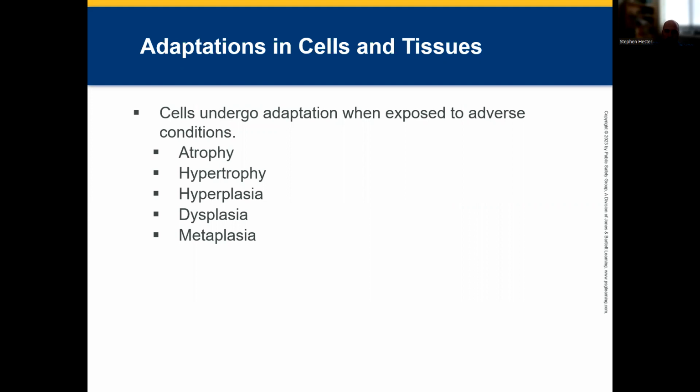Atrophy is the decrease in the cell size due to a loss of subcellular components. Hypertrophy is an increase in the size of the cells due to synthesis of more subcellular components. Hyperplasia is the increase in the actual number of cells in an organ or tissue. Dysplasia is the alteration of the size, shape, and organization of the cells. And metaplasia is reversible cellular adaptation, in which one adult cell type is replaced by another.